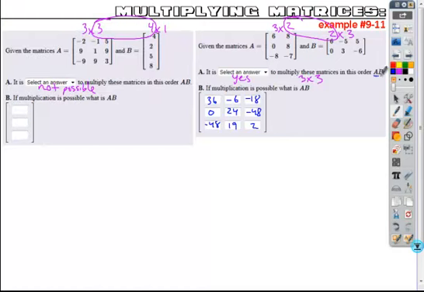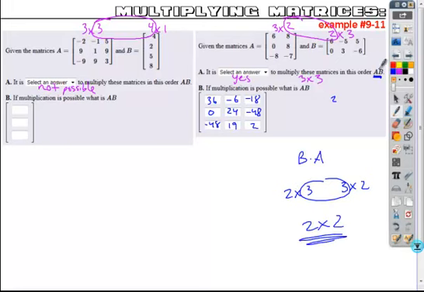Now, make sure you read your problem carefully, right? Because if this had been B times A instead of A times B, then the possibility of this even working might be different. It would still work, because if this was a B times A, you would get a 3 by 2, or sorry, a 2 by 3 times a 3 by 2. We'd still have inner dimensions that are the same, so your result would be a 2 by 2. So that is still a possibility, but it would be a different set of numbers. So make sure that you are careful in writing what the total product is, that you have it in the right order.